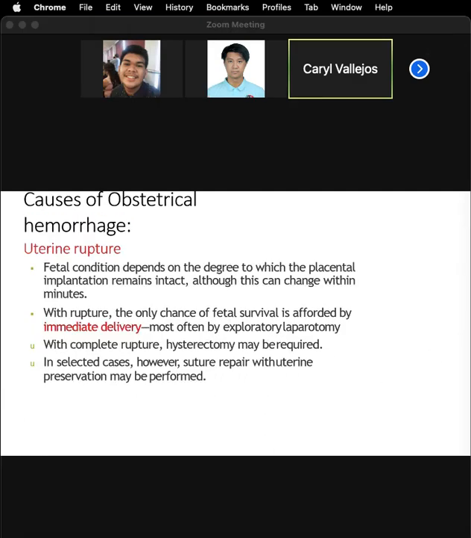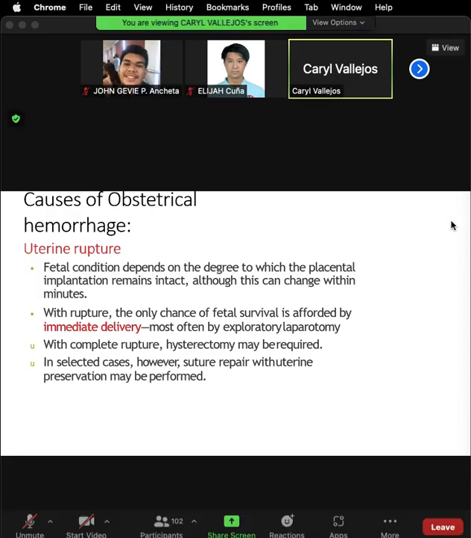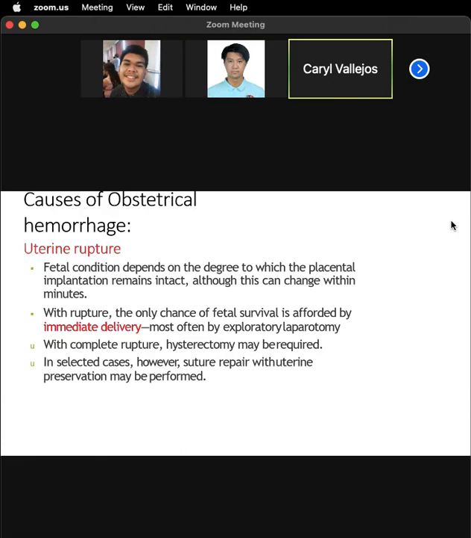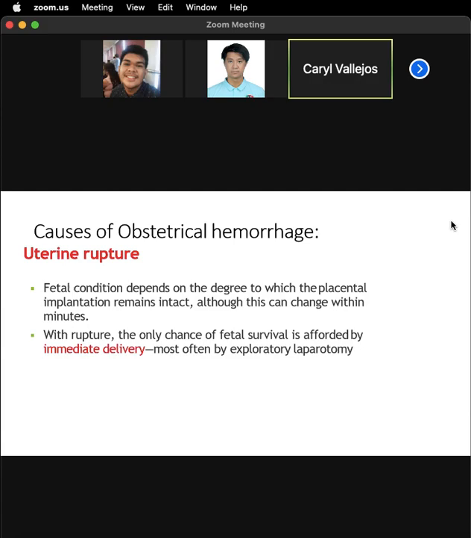So fetal condition depends on the degree to which the placental implantation remains intact, although this can change within minutes. With rupture, the only chance of fetal survival is afforded by immediate delivery, most often by exploratory laparotomy. With complete rupture, hysterectomy may be required. In selected cases, however, suture repair with uterine preservation may be performed. As I discussed a while ago, the only chance of fetal survival is immediate delivery.